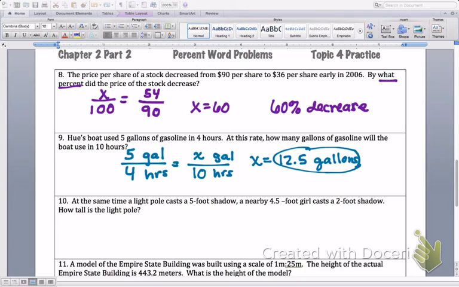Number 10, at the same time, a light pole casts a 5-foot shadow. A nearby 4.5-foot girl casts a 2-foot shadow. So our setup needs to be height of object over shadow. So height over shadow is equal to height over shadow.